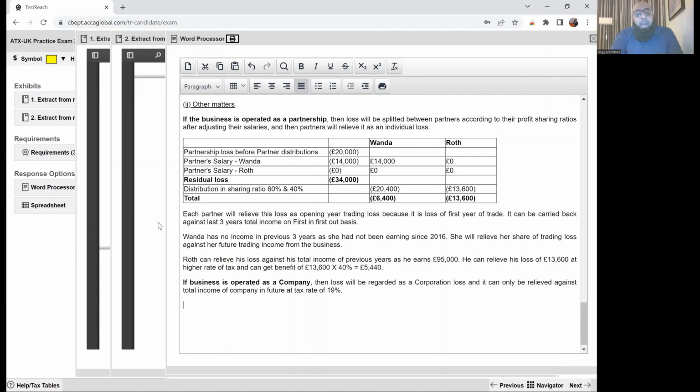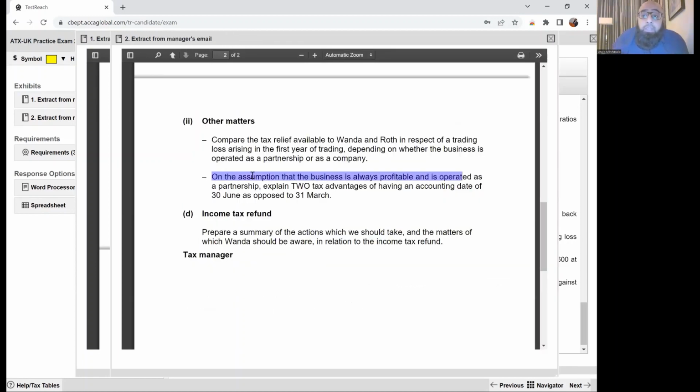Okay. Now he asked us two advantages of 30th June year end as compared to 31st March year end. Now this is pretty much simple if you listen to me carefully, because he's saying that on the assumption that the business is always profitable and is operated as a partnership, explain two advantages of having an accounting date of 30th June as opposed to 31st March.